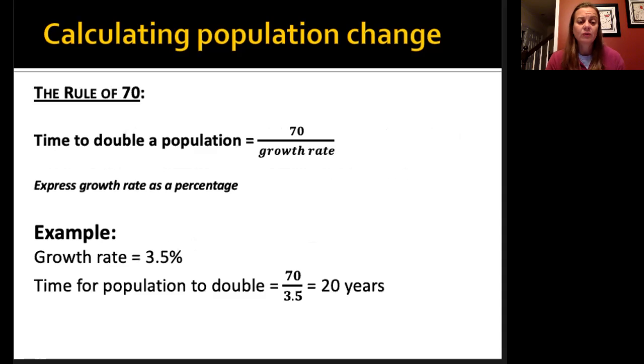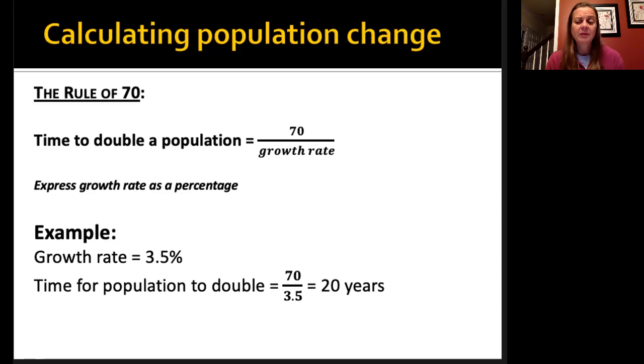However, there is a short and easy way to figure out how long it will take a population to double. And that is that because it's an exponential relationship, if we divide the number 70 by the growth rate expressed as a percentage, that will tell us how long it will take a population to double. So if, for example, we have a growth rate of 3.5%, we divide 70 by 3.5 and we get 20. So that population will take 20 years to double.